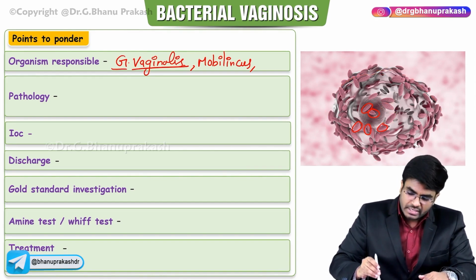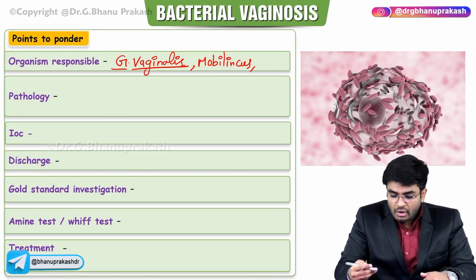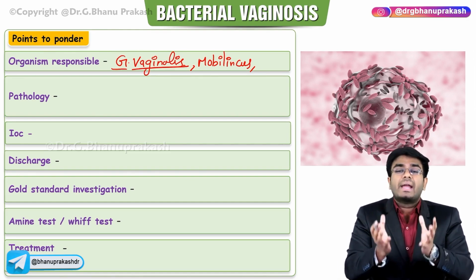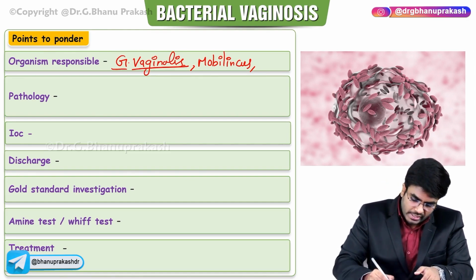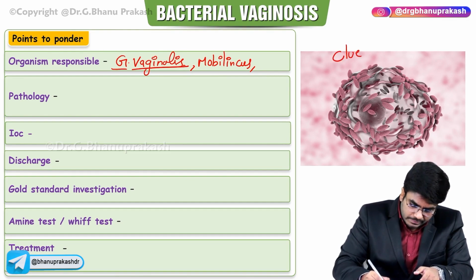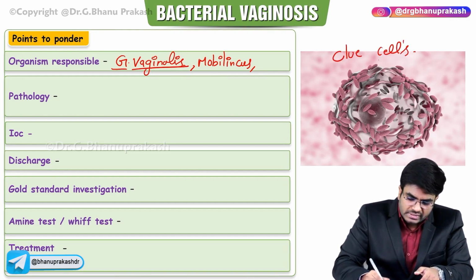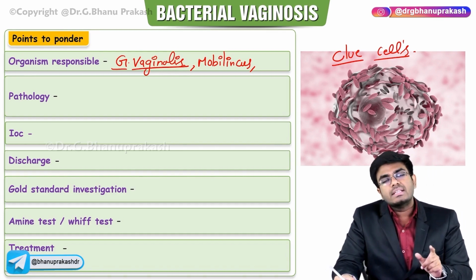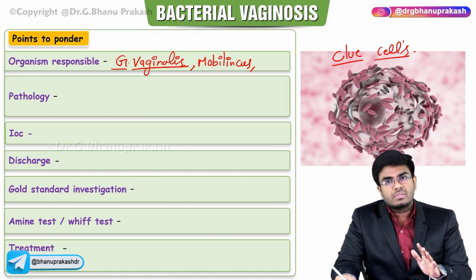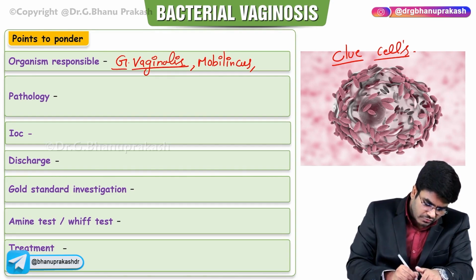What I am trying to say is, in the discharge you can find vaginal epithelial cells onto which the bacteria are adherent. These cells are known as clue cells. Clue cells are seen in which condition? Clue cells are seen with bacterial vaginosis. So the investigation of choice is saline microscopy.